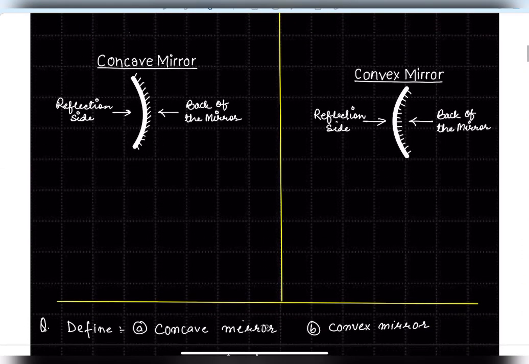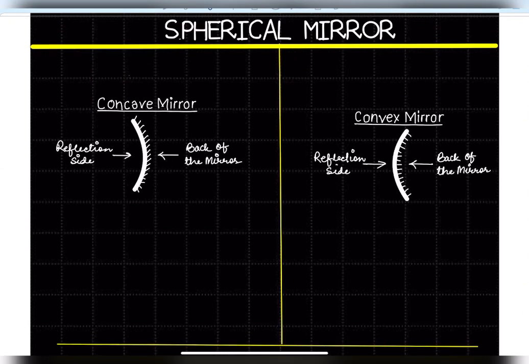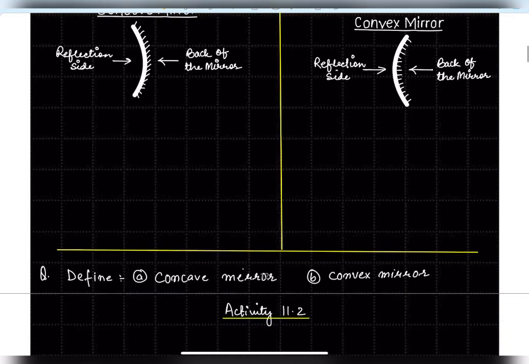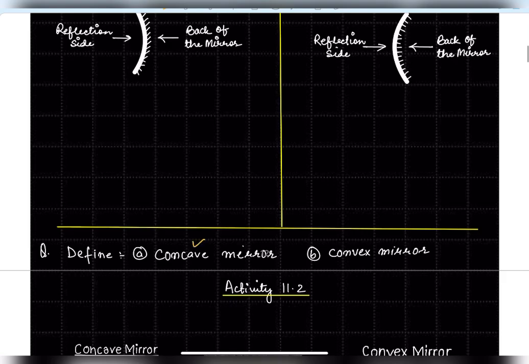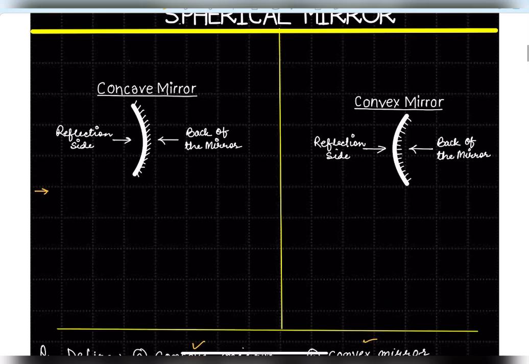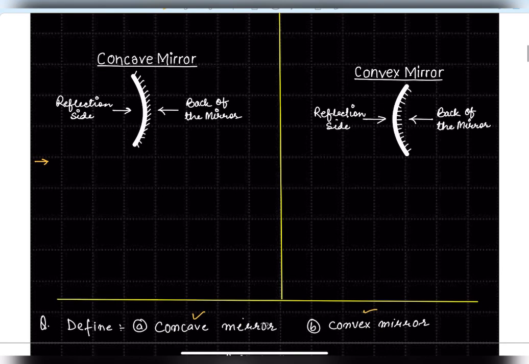What are the things that can be asked from this particular point? The question that can be asked is: define concave mirror and convex mirror. So how do we define a concave mirror? What is a concave mirror? It is a type of mirror.